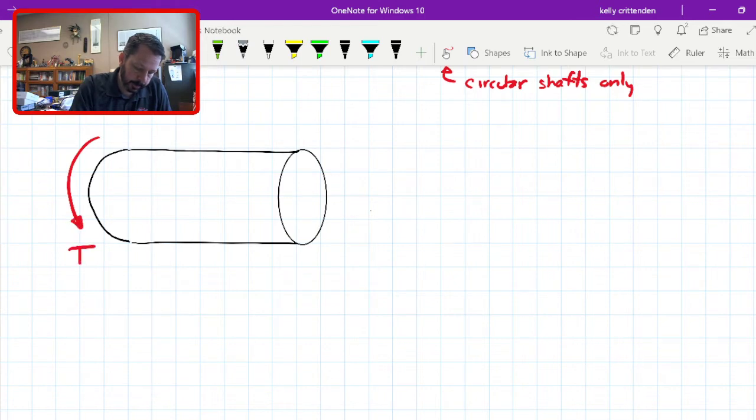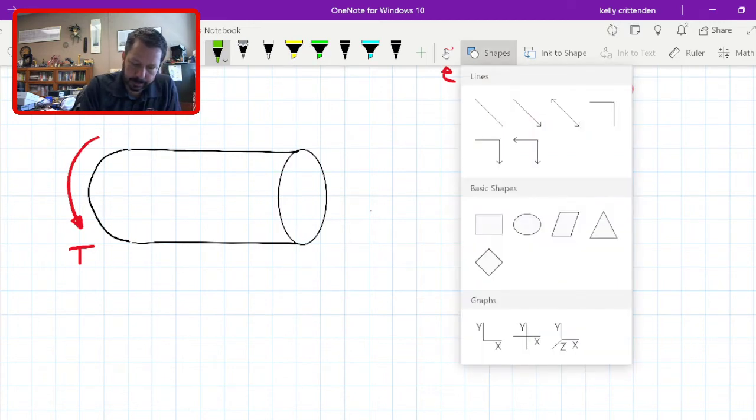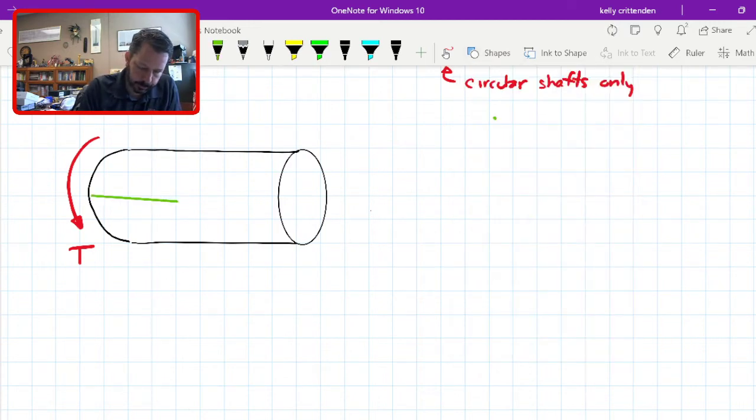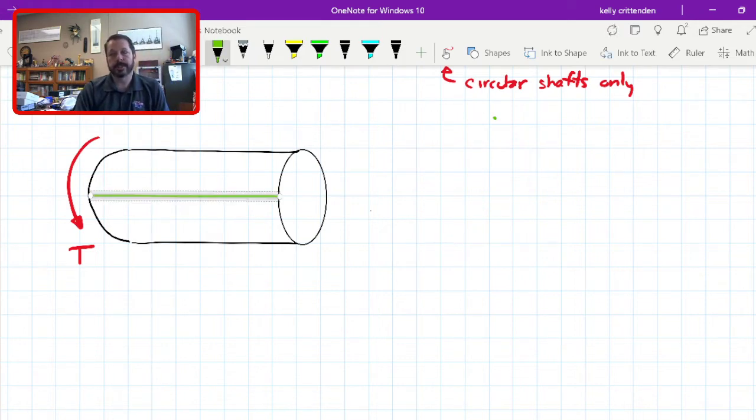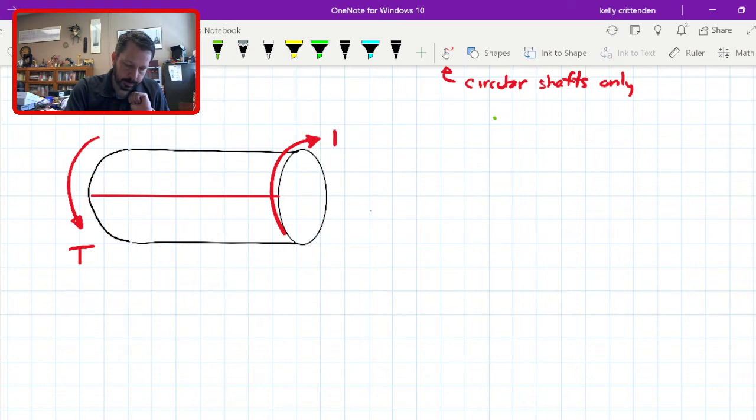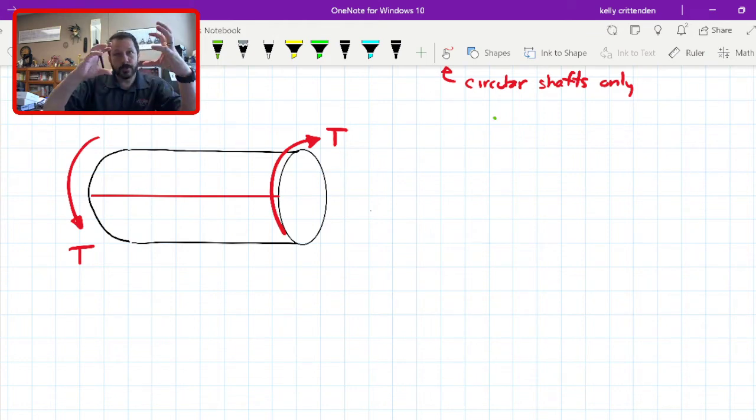So let's put one torque here. Actually, let's not put the second one yet. Let's imagine that there is a straight line drawn on the surface of the shaft. And then when I apply the torques to it, so this is the opposing torque to the first one I drew. When I apply, oh, well, it changed my line to red, but that's fine. When I apply this torque, it starts to twist.